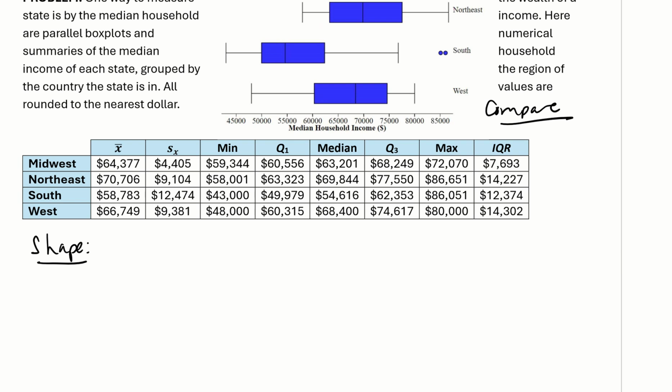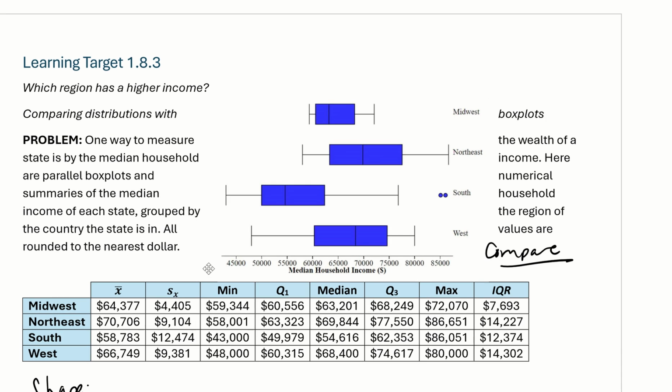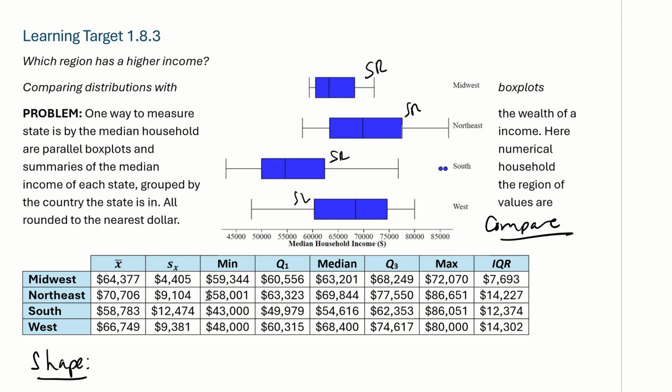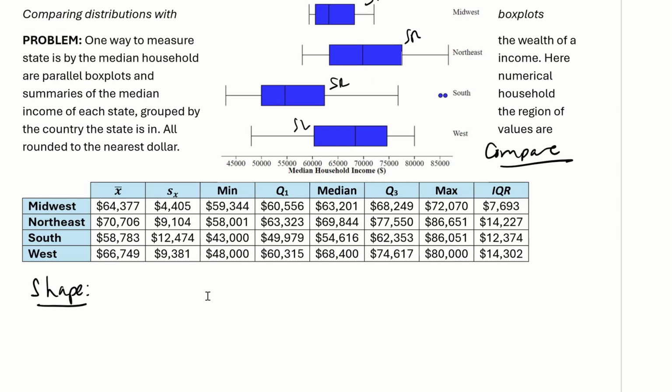All right, so shape. The states in the Midwest, we got the box plots, so the box plots are going to help us a lot. So let's look at skewed. Here, this is skewed right. This has a longer right tail, so that's skewed right. Here, this is skewed left. Here, this is skewed right. So it appears that all of the regions have a distribution skewed right except for West, right? It appears that the states in the West have an income distribution that's skewed to the left.